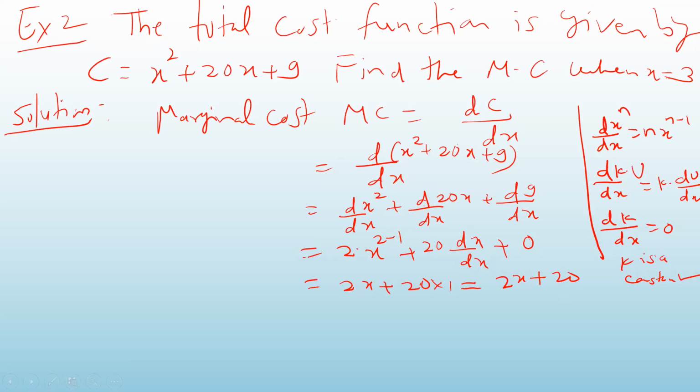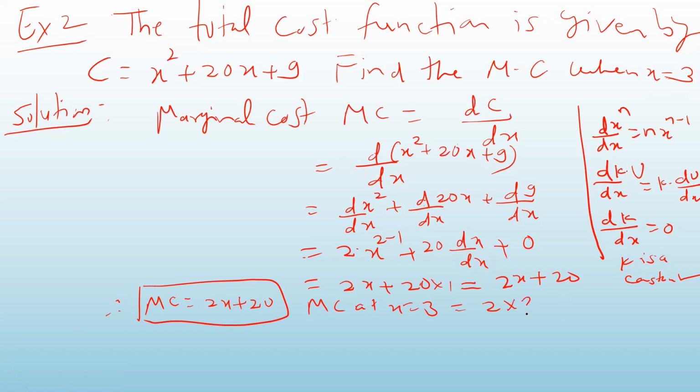Now, once we have found out the formula for marginal cost is 2x plus 20. We have to find out the marginal cost at which point when x is equal to 3. So what we will do? In this formula, put x is equal to 3. So marginal cost at x is equal to 3 is what? 2 into 3 plus 20. That will give you 26. 6 plus 20, that is 26. So the marginal cost when x is 3 is equal to 26. So it is very simple.